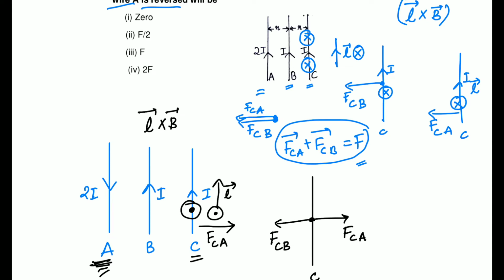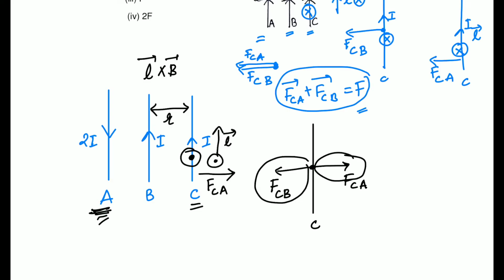This time you have to understand that this force and this force are both in opposite directions. Is that a yes or no? Both the forces are in opposite directions. This is something you have to understand. You can find the magnitude of FCB, that is the force on C because of B.